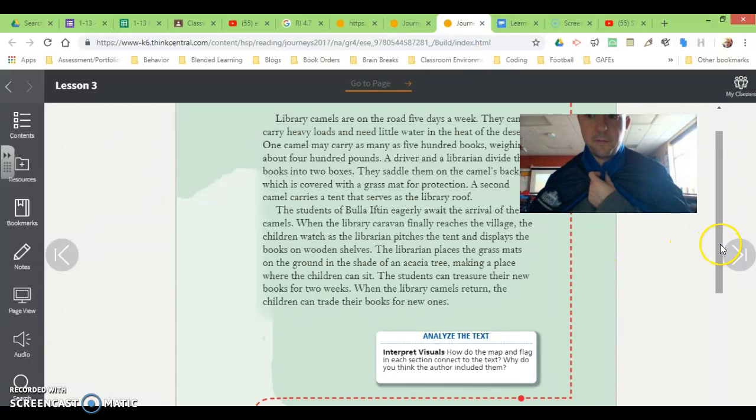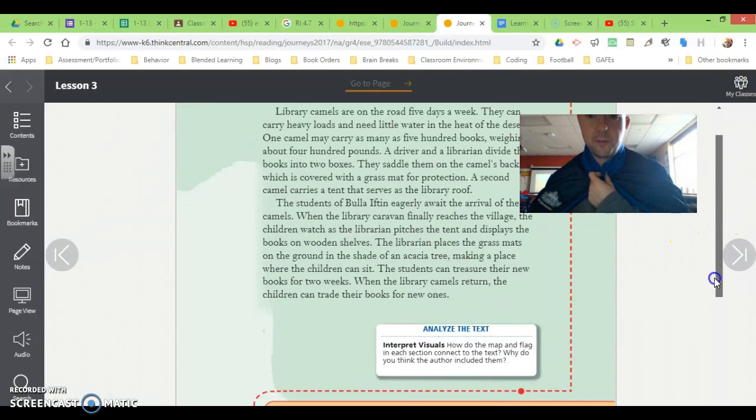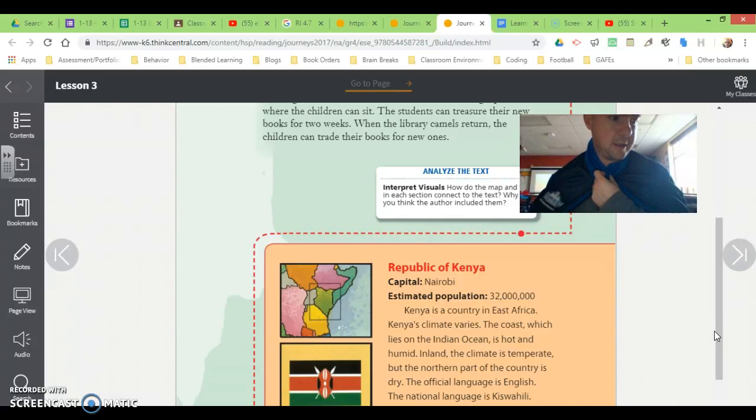So you've got some visuals in here that help you interpret what you read. One is called a sidebar. So you've got this sidebar here, and it tells you more about the country that we are learning about. So it's a different section from the text, and these are visuals that have captions like a map. You have a flag, so it tells you some information.